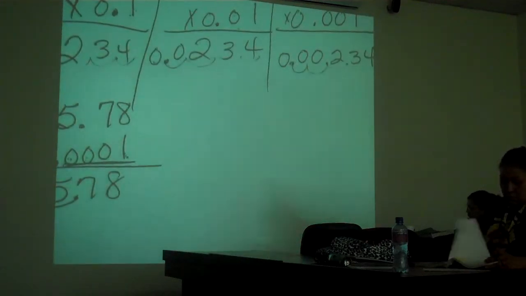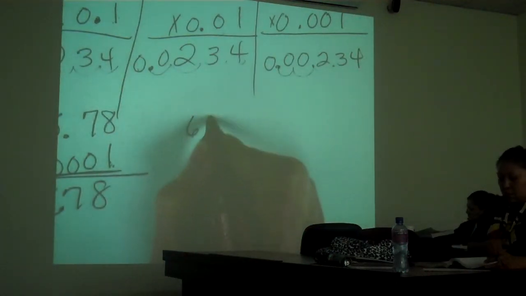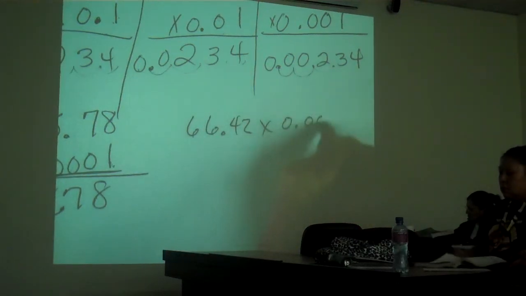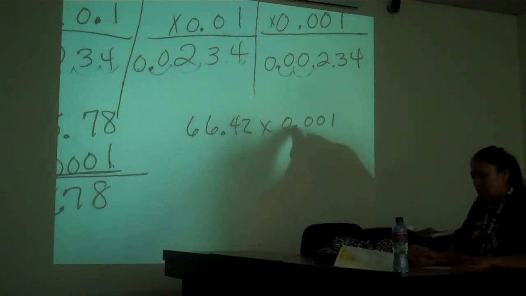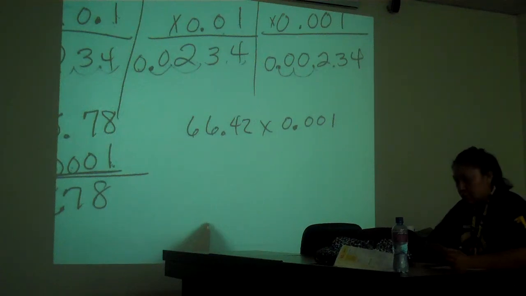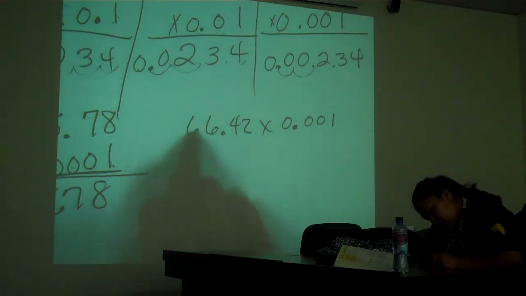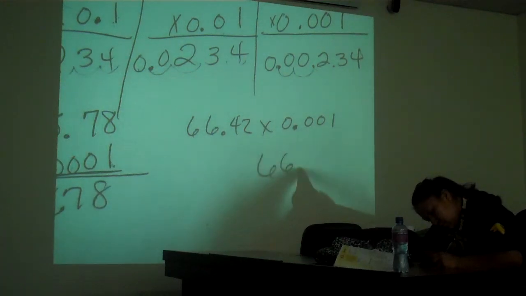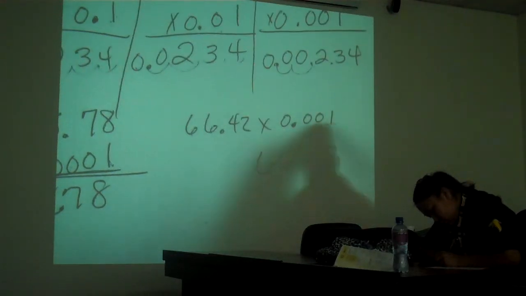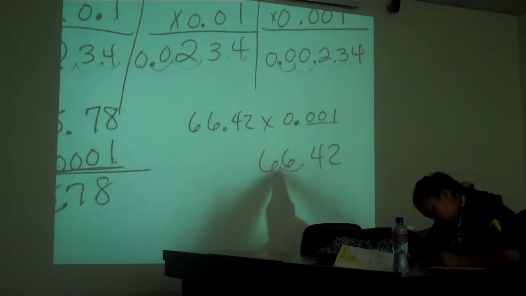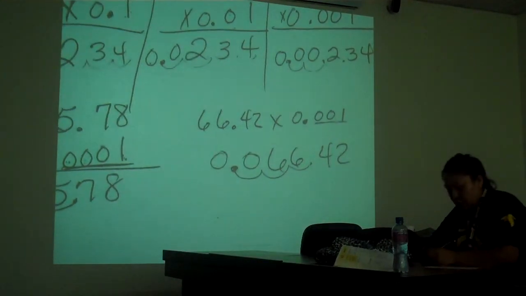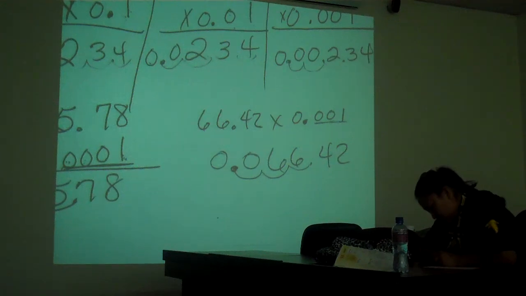Okay, let's put one sideways. 6.42 times 0.001. Without having to do the multiplication, you should be able to get this answer. Okay, write this number down, 642. The point was here. We're going to move it 3 times. 1, 2, 3. Everybody see why that worked? Okay.